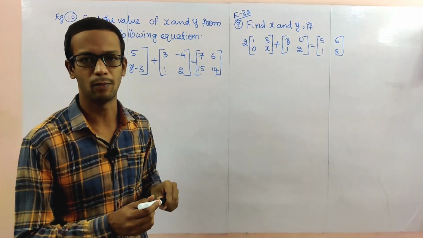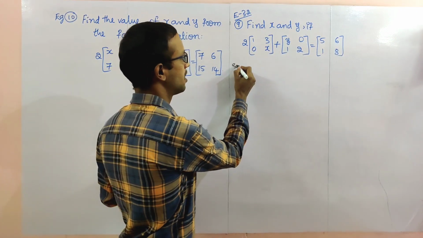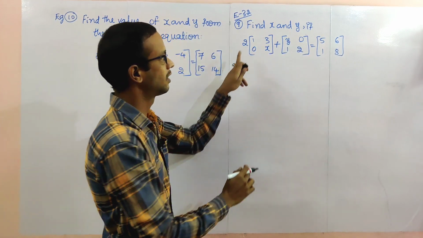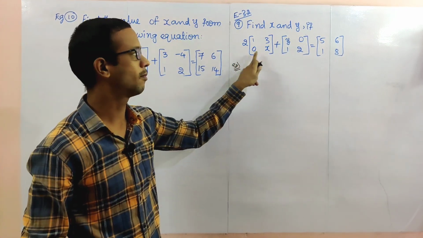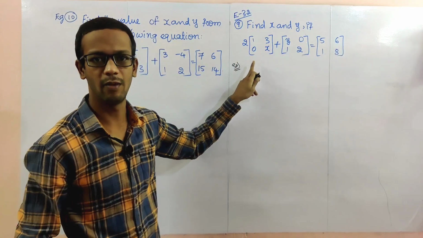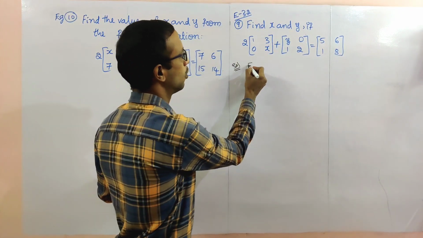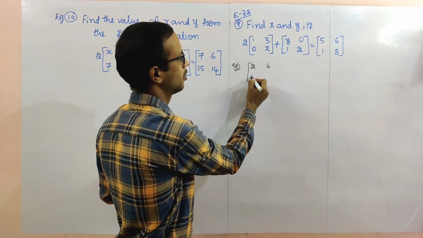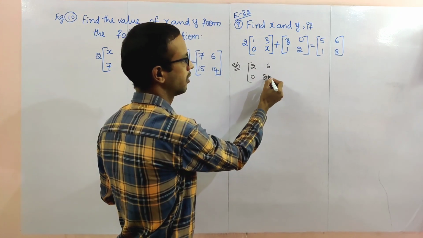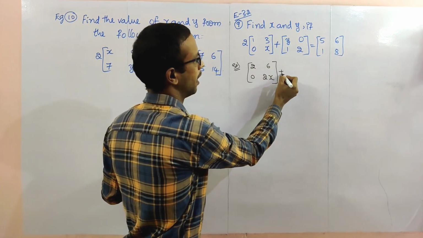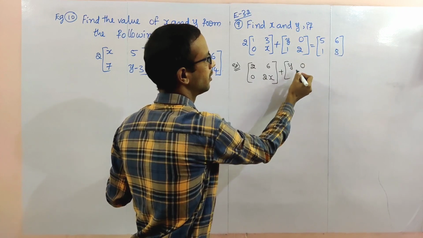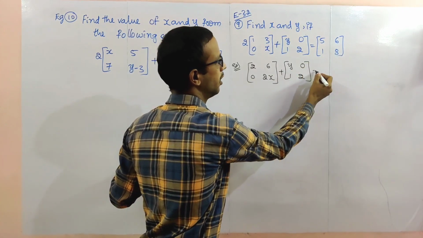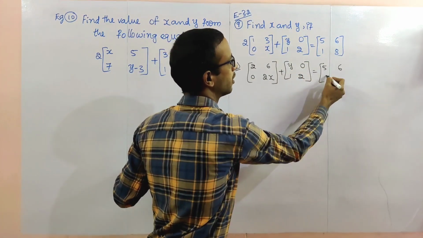So how to solve this problem? You see, very simple problem, it is all just scalar multiplication. Scalar multiplication means each and every element multiplied with 2. So 2 1s are 2, 2 3s are 6, 2 0 is 0, 2 into x is 2x, plus y, 0, 1, 2, nothing is there here, equal to 5 6 1 8.